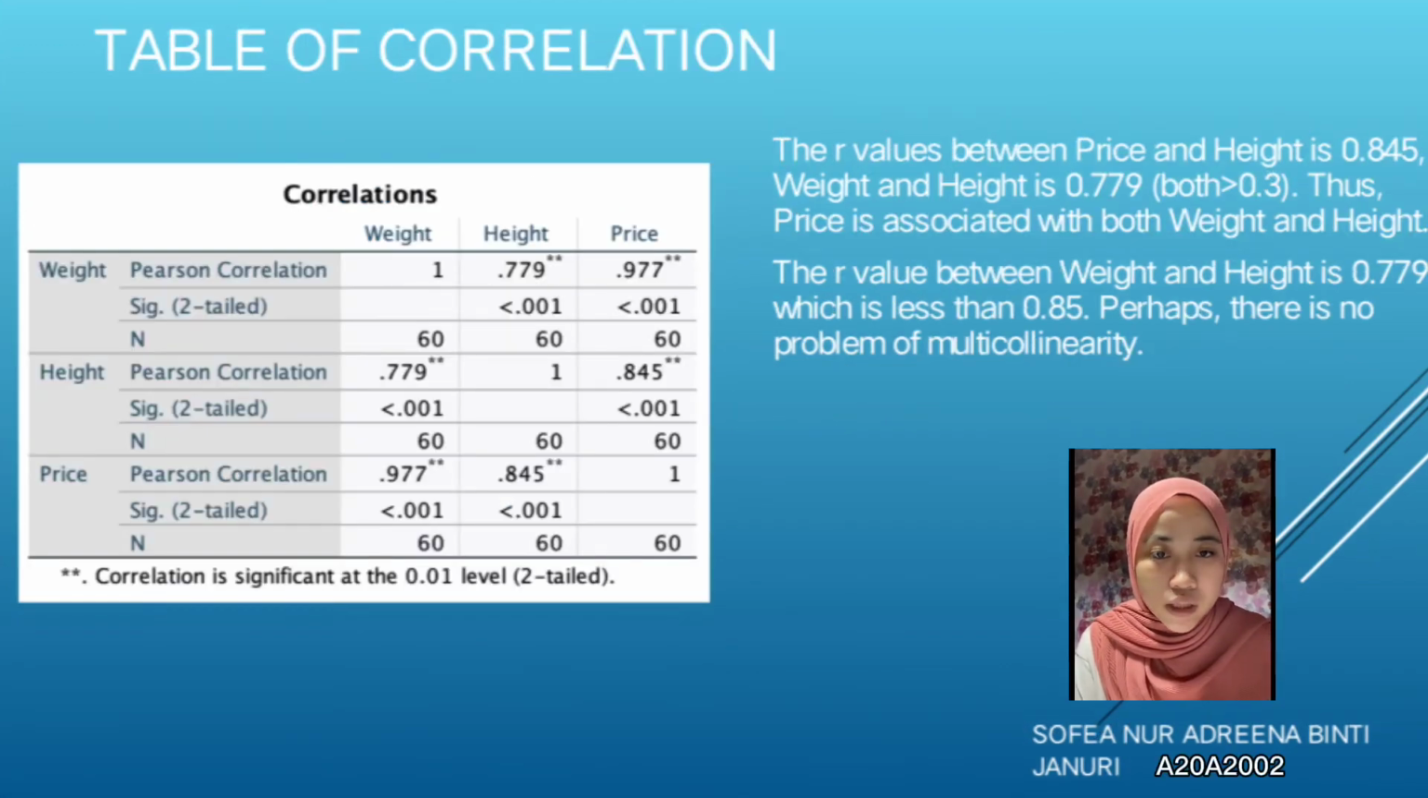For the table of correlation, the R values between price and weight and between price and height are both greater than 0.3. Thus, price is associated with both weight and height. The R value between weight and height is 0.779, which is less than 0.85. Perhaps there is no problem of multicollinearity.